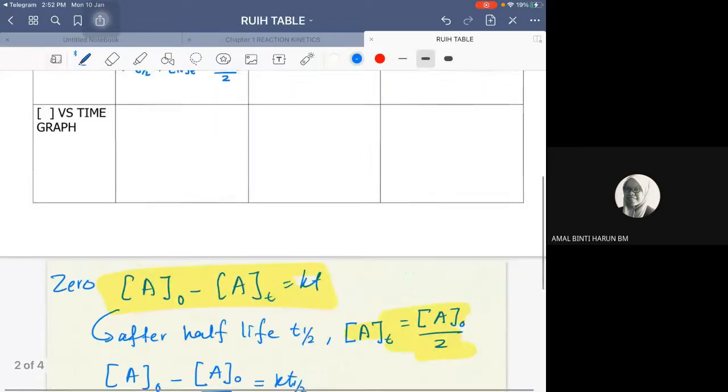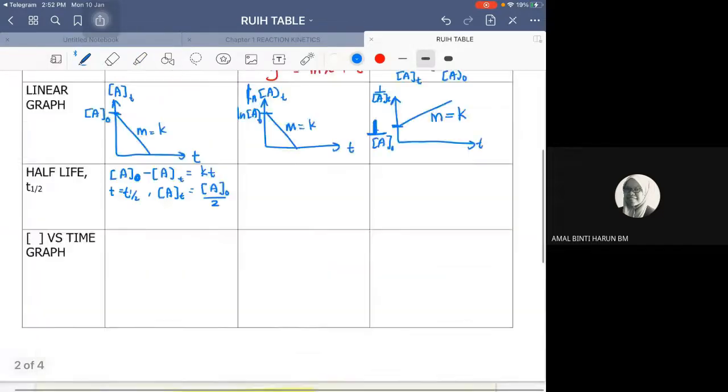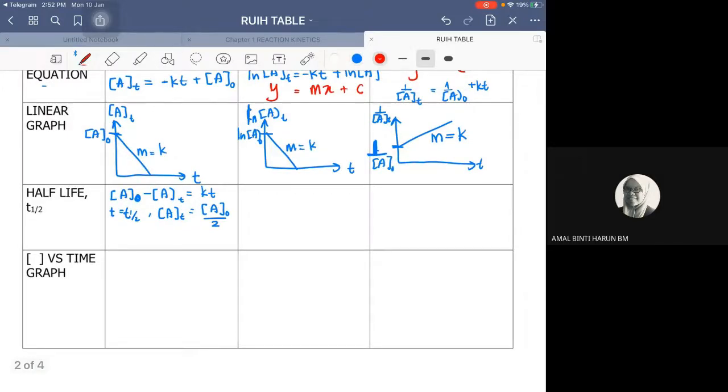So the formula for the half-life of zero order is the concentration of A initial over 2K. Now I simplify. I haven't derived the half-life for first order and second order yet. So, let me simplify. The half-life formula for first order is ln 2 per K. The half-life formula for second order is 1 over K times the concentration of A.